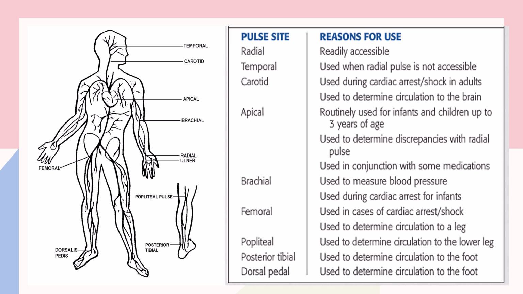Pulse can be assessed at multiple sites. Different pulse sites provide different clinical information. Radial pulse is the most common site where we palpate pulse. Carotid is preferred mostly in emergencies. Dorsalis pedis and posterior tibial pulses assess peripheral circulation, especially in diabetic patients or patients with vascular diseases.